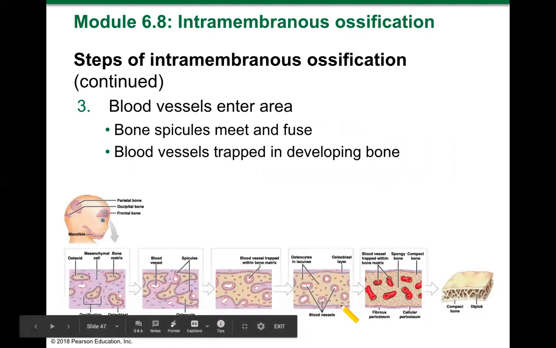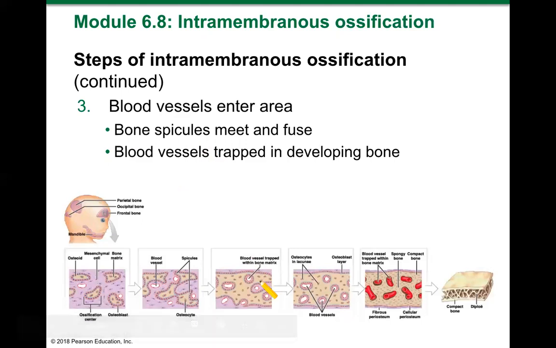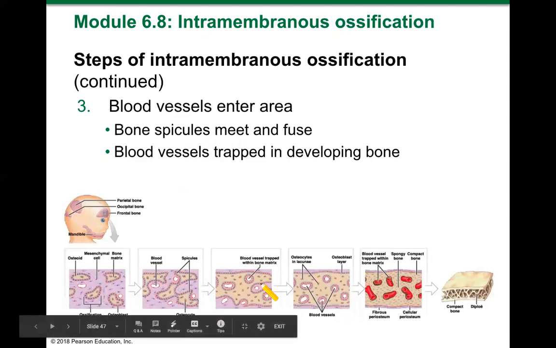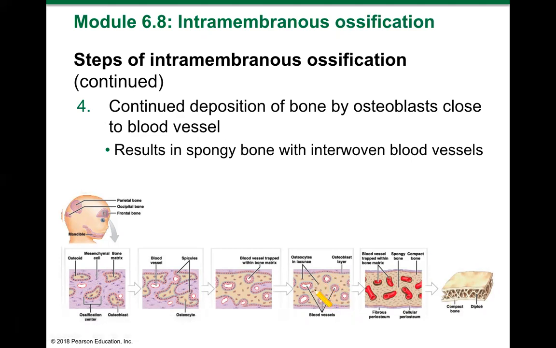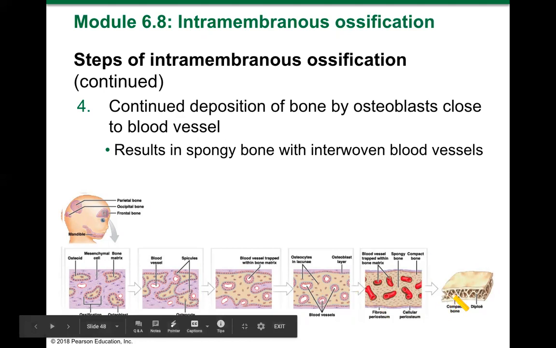And then you have your vascularization occurring. So your bone spicules are going to meet and trap blood vessels. And here you can see the spicules jutting out and meeting. Here you can see they've fused and they've trapped some of the vascularization. And then you have continued deposition of bone, which closes up the blood vessels completely. And then you have some spongy bone that's interwoven between compact bones.